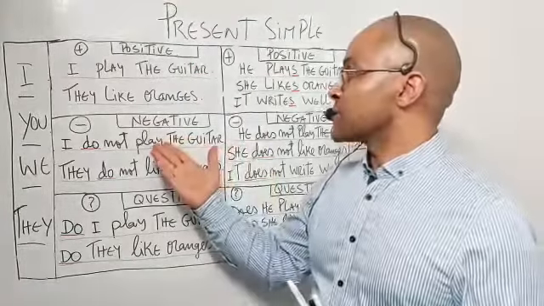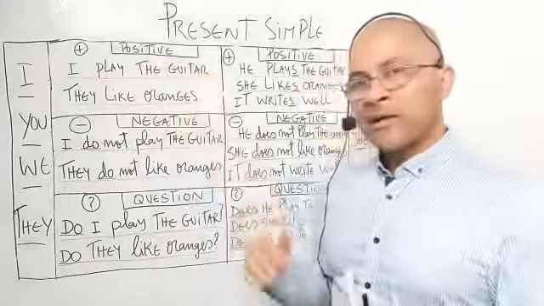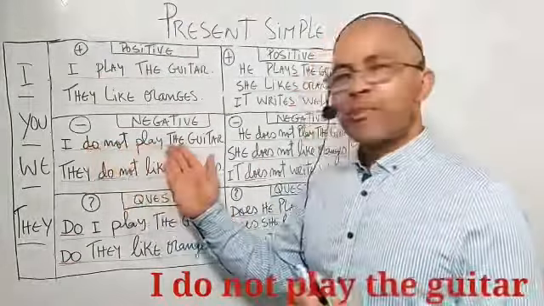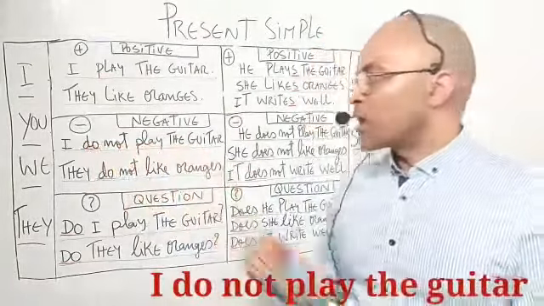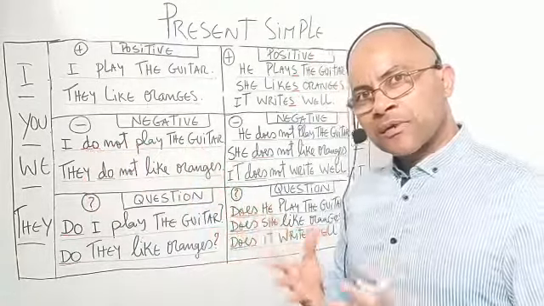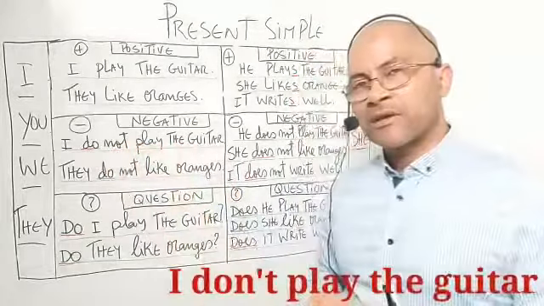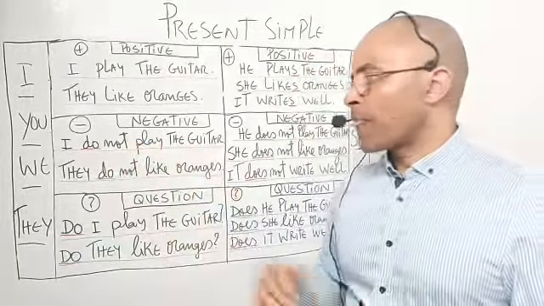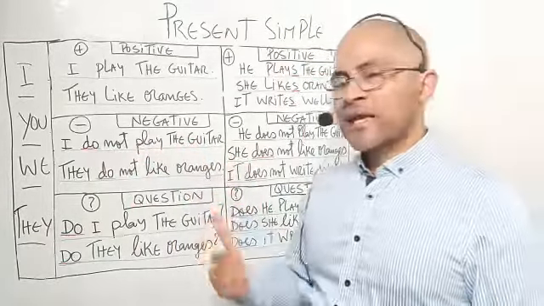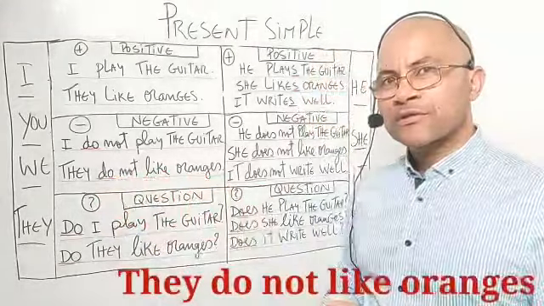So the sentence in the affirmative, I play the guitar, then the sentence in the negative, I do not play the guitar. This do not, we can abbreviate it as I don't play the guitar, for example. I don't play the guitar. Okay? Then our second example is they do not like oranges.